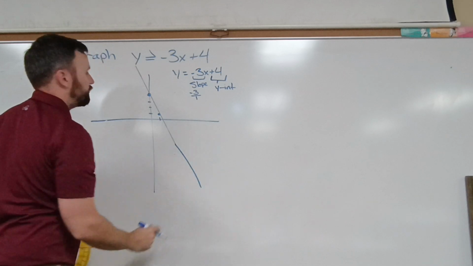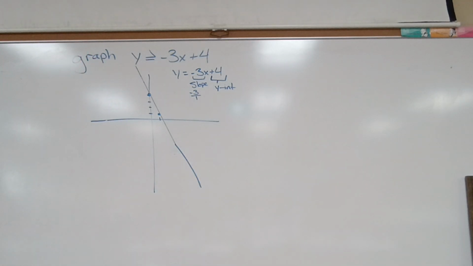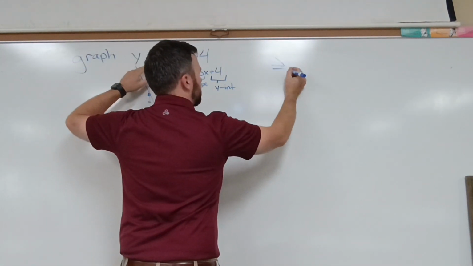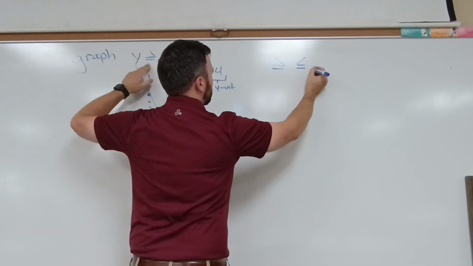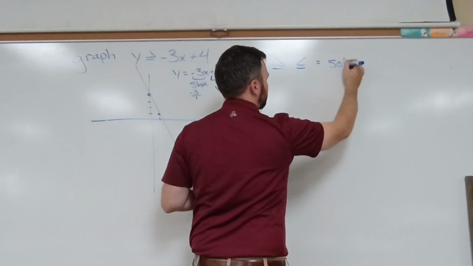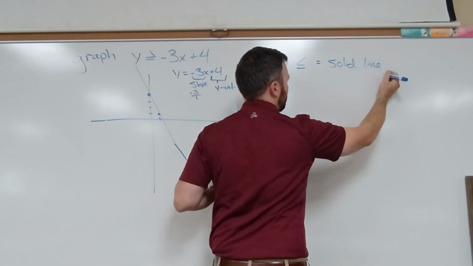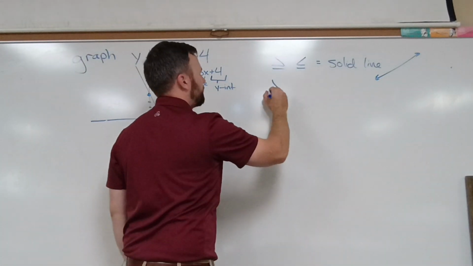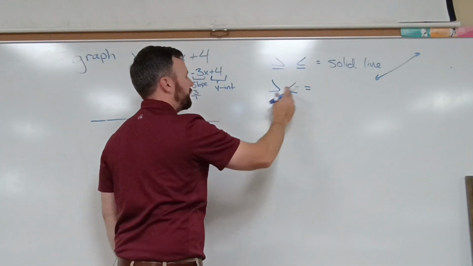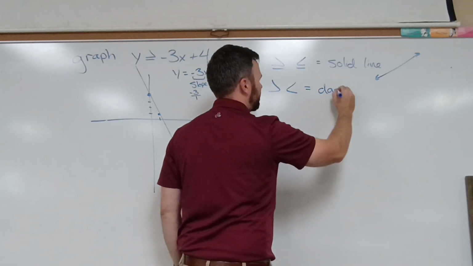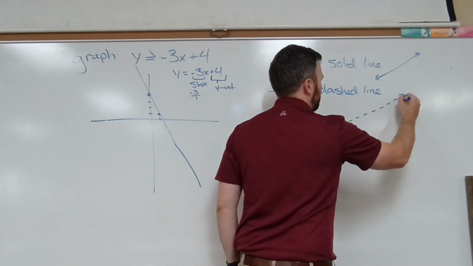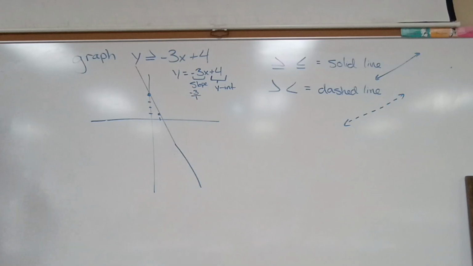Now, I should have told you why I drew it this way. If it's greater than or equal to, or less than or equal to, it is a solid line when I graph it, because it can be on that line. If it is just greater than or just less than, it is a dashed line because it cannot equal it, right? So for this one, I drew a solid line because it's or equal to.